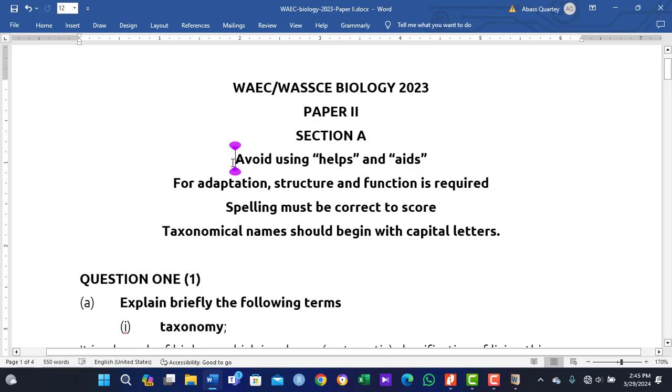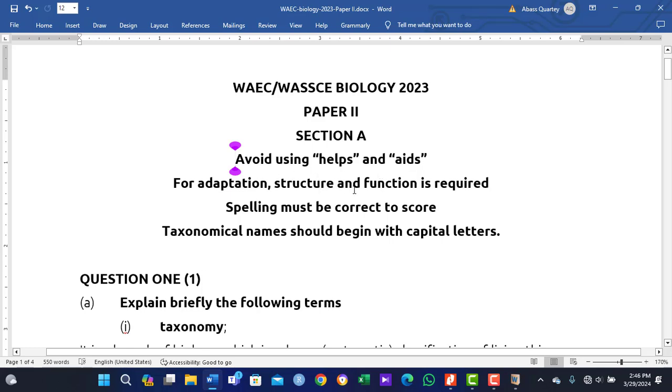Then for adaptation questions, structure and function is required. It's not high grade to just put function there alone. You'll not get anything. And structure too, you'll not get anything for that. You have to connect the structures to the appropriate functions.